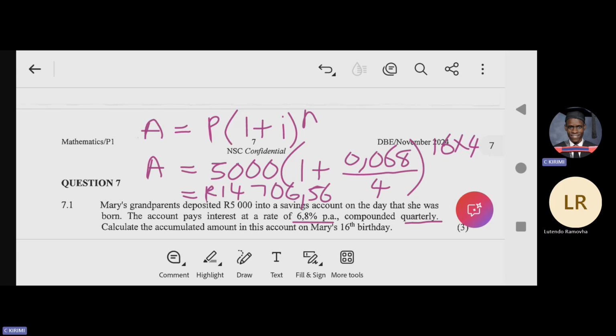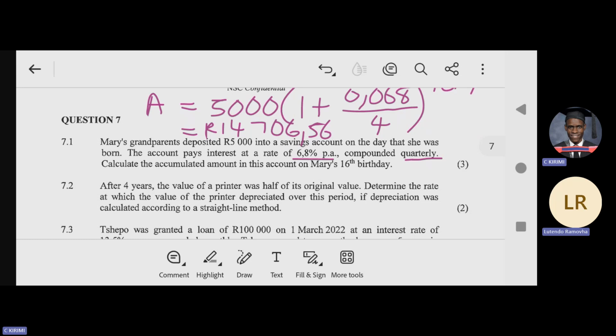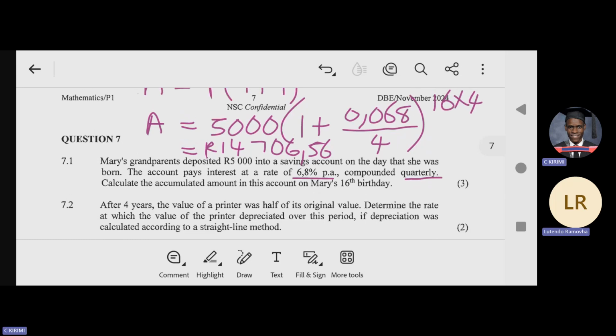So that is the trick: when you say compounded quarterly, you divide the interest by 4. Then also the N, you multiply by what? By 4. We divide the interest by 4, and then the number of years you multiply by 4. The interest is what you are dividing by 4, isn't it? Yes. Did I do 7.2? Yes, let's go to 7.2. Okay.